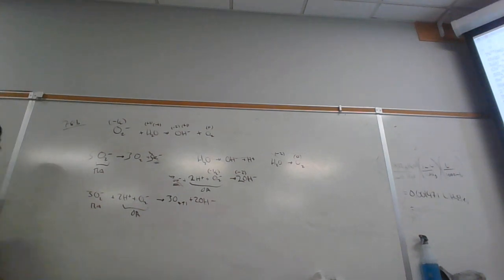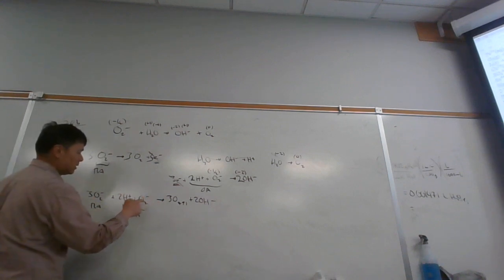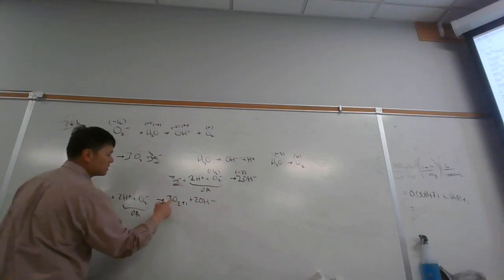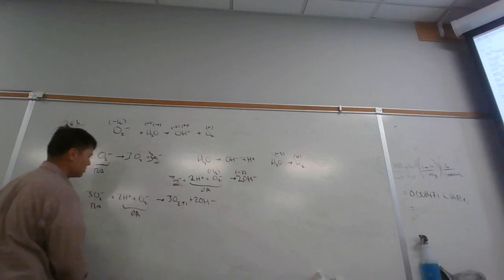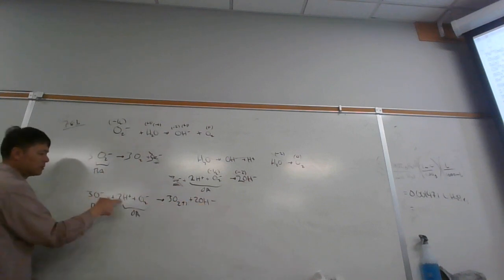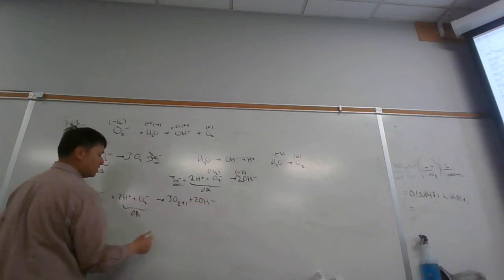Now let's check if it's still balanced. So we have 6 oxygens plus 2 is 8 oxygens. And we have 6 oxygens here plus 2 is 8 oxygens. And 2 hydrogens, 2 hydrogens. And the net charge is -3 plus 2 is -1. -1 and a -1 is -2. This is -2. So this is balanced.